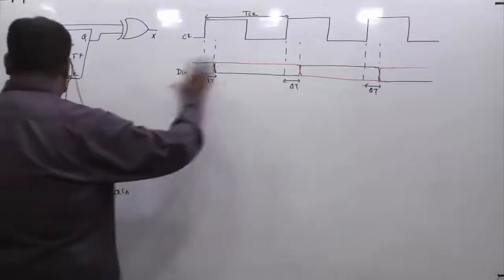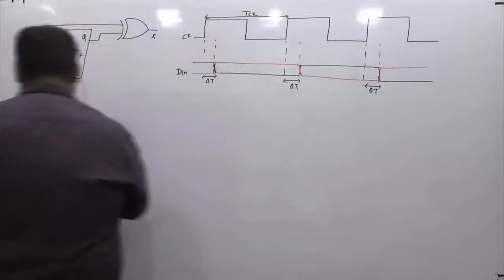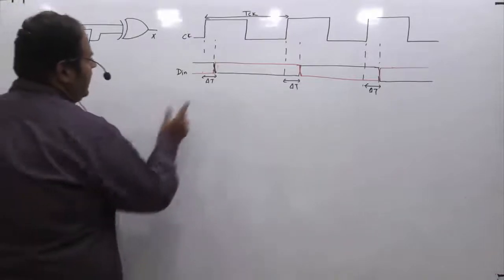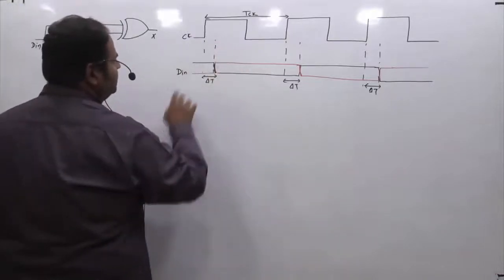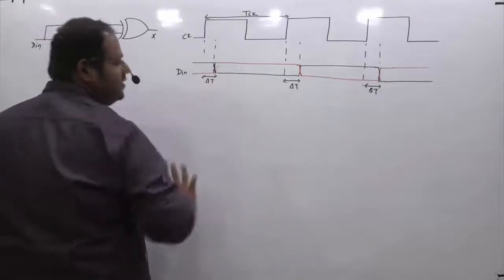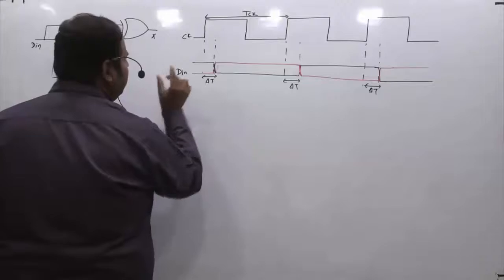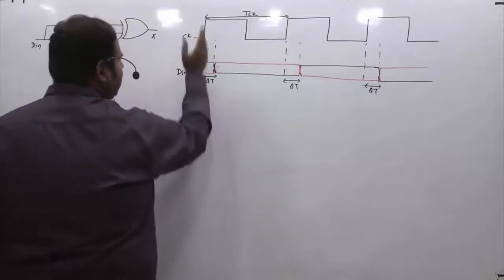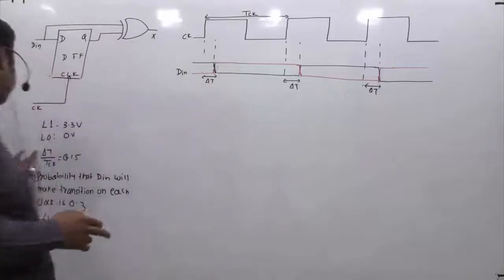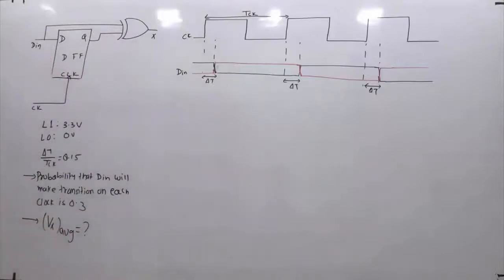This is the clock period, basically TCK. What is delta T? It is the time gap between this and this. So if this is the clock, you can see after some time some changes are happening on D in. The time gap between the clock edge and when the input gets changed is delta T. So that delta T by TCK is 0.15. We are supposed to find the average value of the voltage generated at this node. What is the average value of voltage at this node?